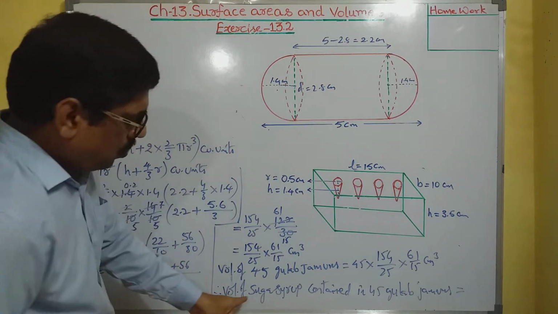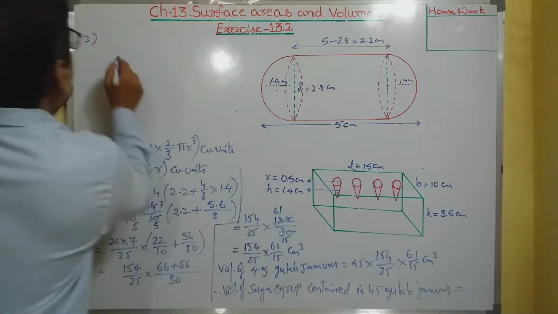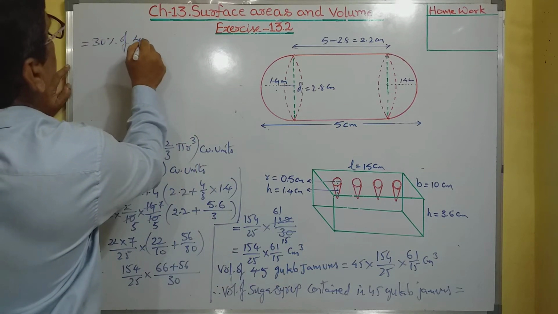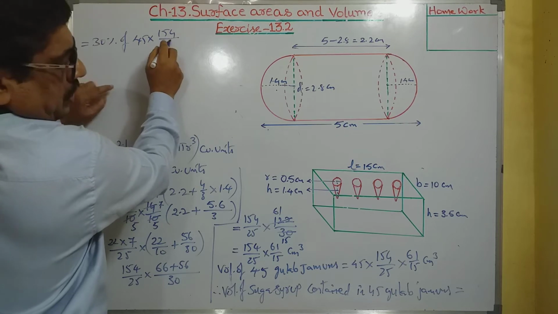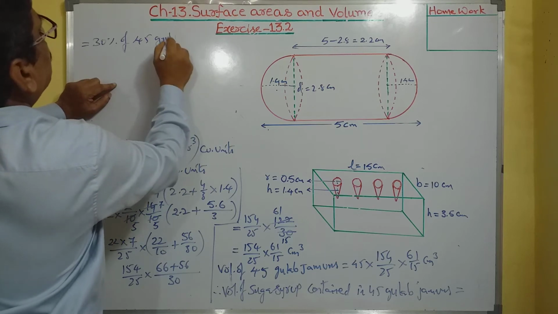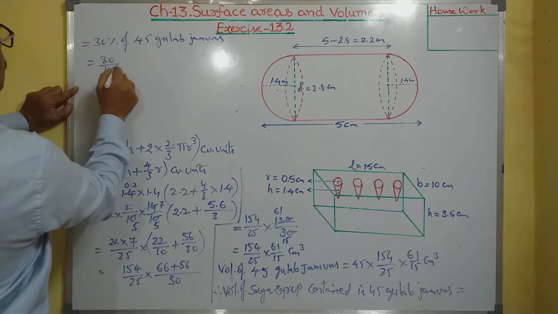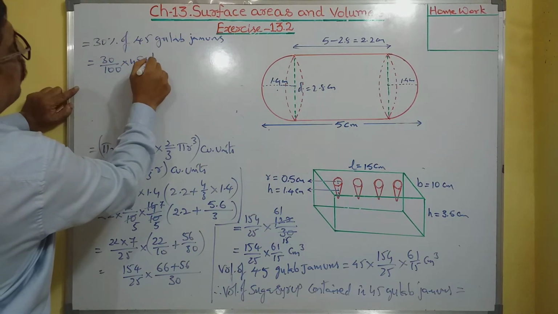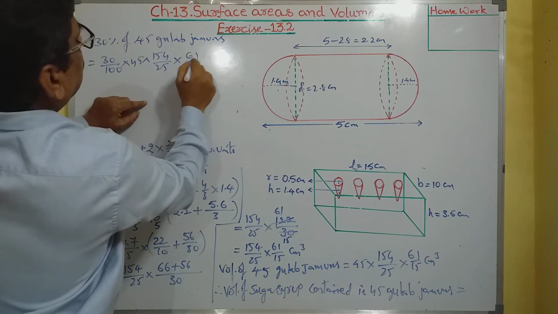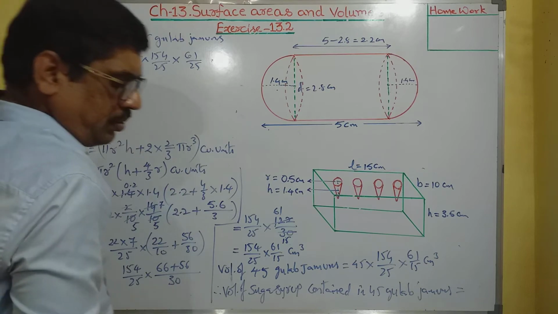Now the volume of the syrup is 30%. He has given 30%, so it is equal to 30% of what is the value? 45 into 154 by 30% of 45 gulab jamuns. So 30% means 30 by 100 into, we get 45 into 154 by 25 into 61 by 25. Okay, so centimeter cube.